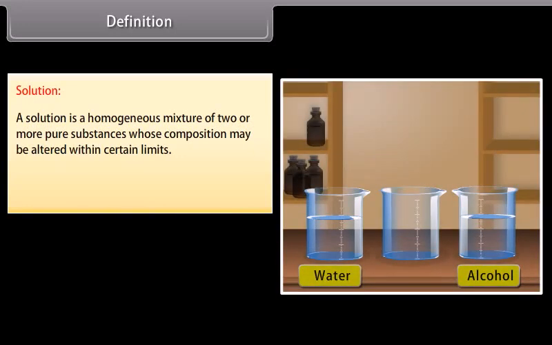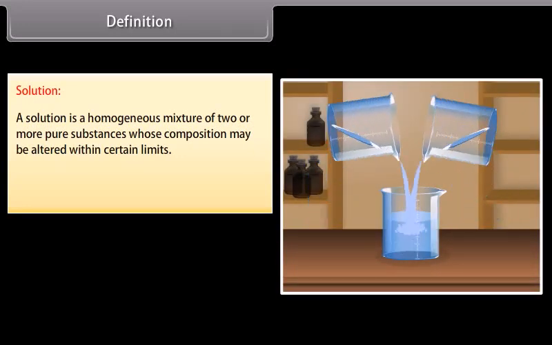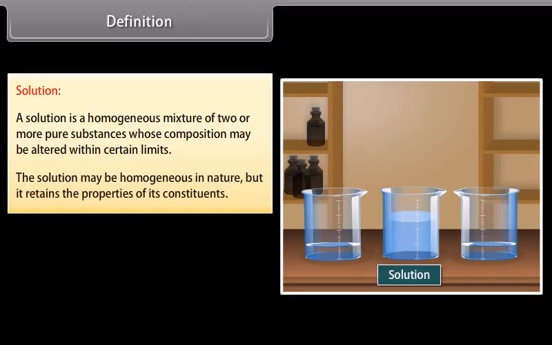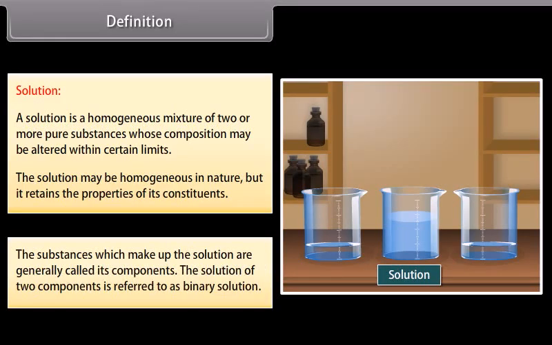A solution is a homogeneous mixture of two or more pure substances, whose composition may be altered within certain limits. The solution may be homogeneous in nature, but it retains the properties of its constituents. The substances which make up the solution are generally called its components. The solution of two components is referred to as binary solution.